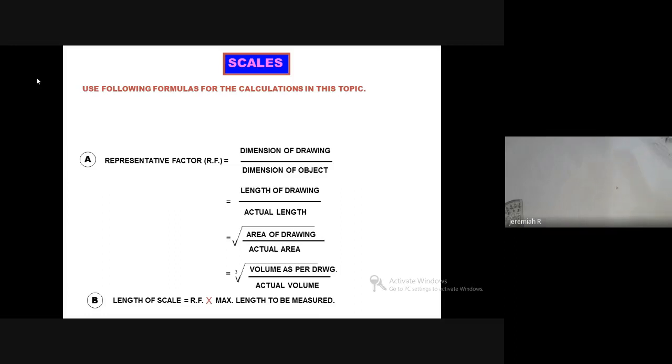In the drawing, mark a scale, mark a distance of 3.4 meter. See, if the value given is 3.4 meter, the next round value is what you can take, 4 meter. The next value is the maximum length to measure, you can take 4 meters.